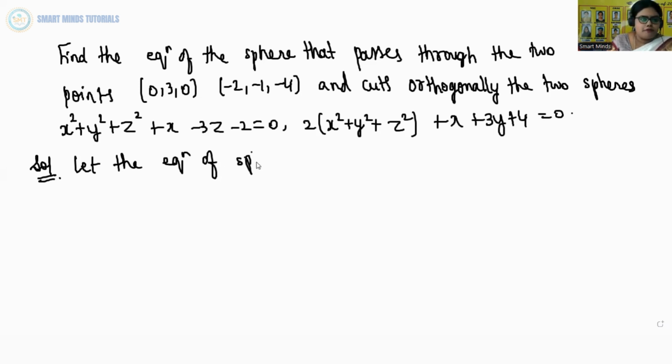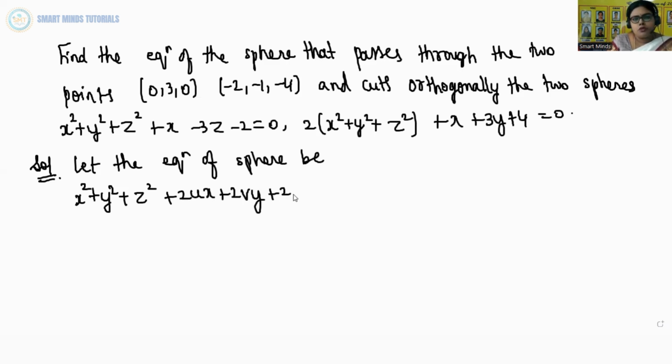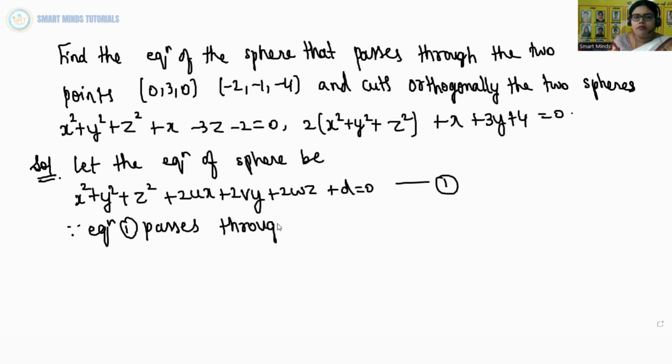Let the equation of the sphere be x square plus y square plus z square plus 2ux plus 2vy plus 2wz plus d is equal to 0. Let's take this as equation number 1. Now, whenever points are given, we need to pass them through the first equation. So passing through the first point 0, comma 3, comma 0, we need to substitute this point in the first equation in the place of x, y and z.